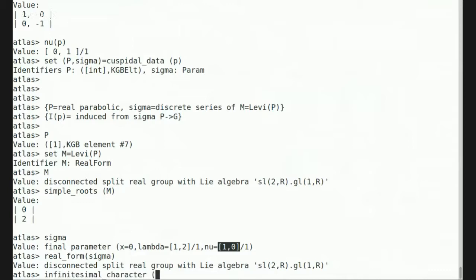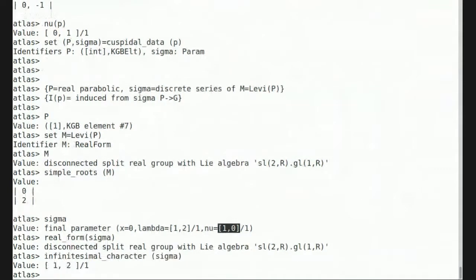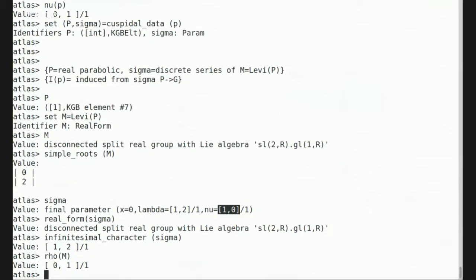Okay, so what's the infinitesimal character of sigma? Well, it's 1, 2, and that's the way induction is set up. It doesn't change the infinitesimal character. It's normalized induction. So when you induce this from P up to G, you're going to get a representation with infinitesimal character 1, 2. And when you're up on G, that's of course conjugate to rho, which is 2, 1. Okay. By the way, what is rho of M while we're at it? We see that rho of M is 0, 1.